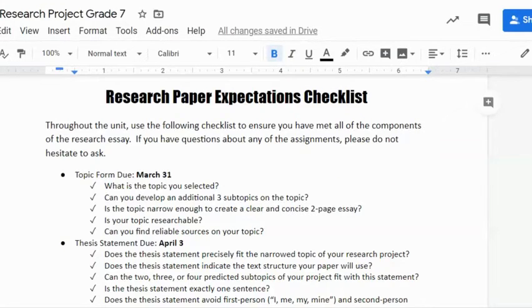And here is the research paper expectations checklist. You don't need much of this today, but a lot of folks really want to have the sense of where are we headed with it. What do I actually have to do as time progresses? And this is going to give you that opportunity.